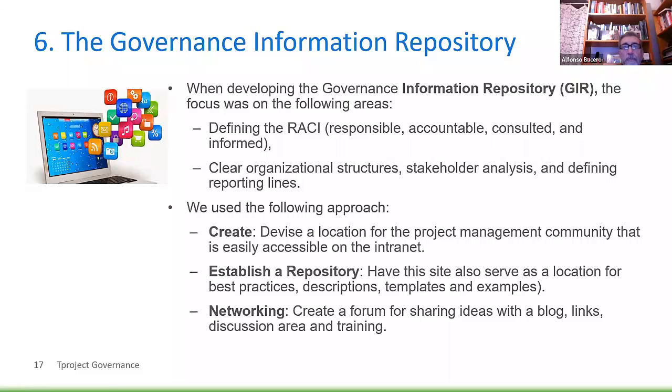So when developing the governance information repository, we call it GIR, the focus was on the following areas. Number one was defining the RACI matrix: responsible, accountable, consulted, and informed. Number two was clear organizational structures, stakeholder analysis, and defining reporting lines.